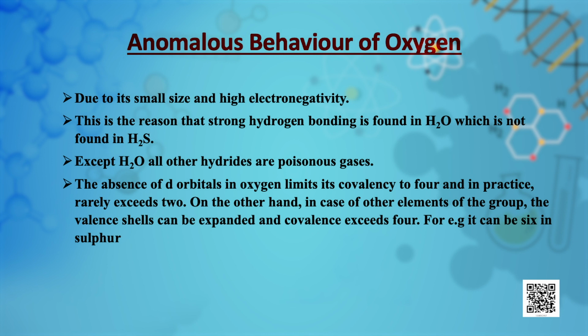The absence of d orbitals in oxygen limits its covalency to 4 and in practice it rarely exceeds 2. On the other hand, in case of other elements of the group, the valence shells can be expanded and covalence exceeds 4. For example, it can be 6 in sulfur.